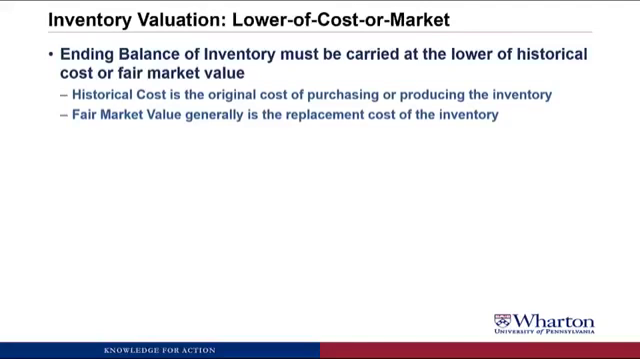The ending balance of inventory must be carried at the lower of historical cost or fair market value. We call this lower of cost or market. Historical cost is the original cost of purchasing or producing the inventory, and fair market value is generally thought of as the replacement cost of the inventory given current market prices.